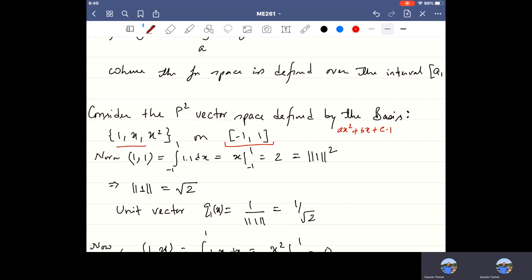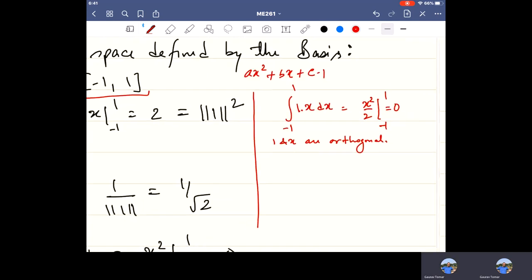Let's say we try to do this calculation here. Let's take 1 and x and integrate from -1 to 1. We get a value x squared by 2 from -1 to 1, which is 0. So we can say 1 and x are orthogonal. That's what we get. So 1 and x are orthogonal.